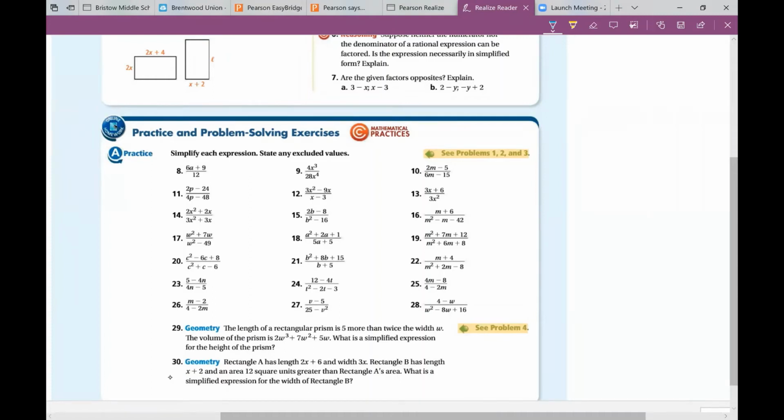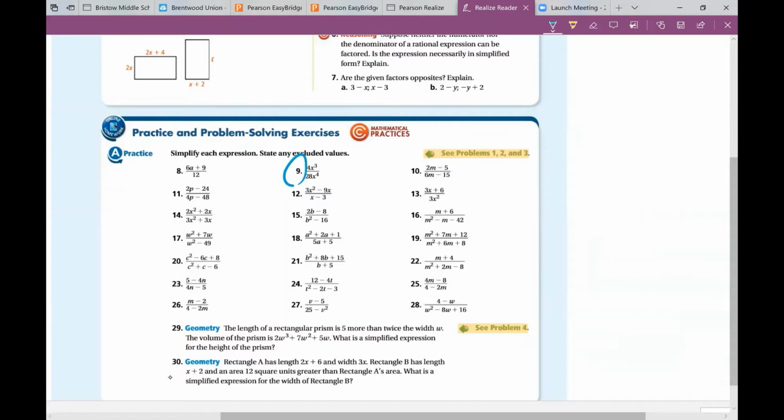Lesson 11.1 is fairly simple as these complicated lessons go anyway. It definitely gets more complicated as this chapter goes on. So let's start with number 9. It's a pretty simple one term over one term fraction.